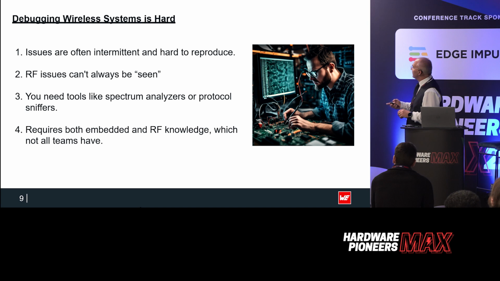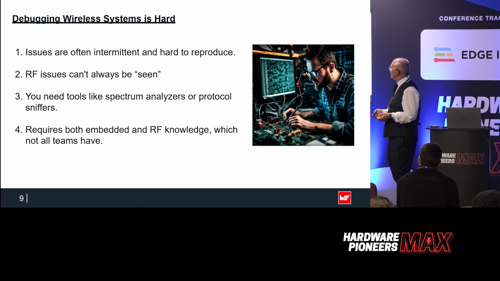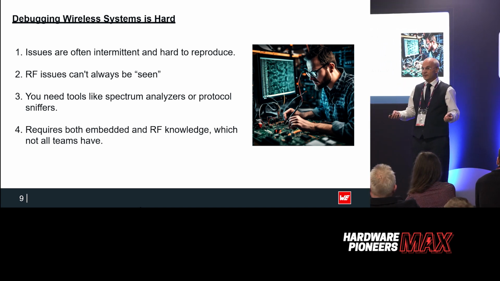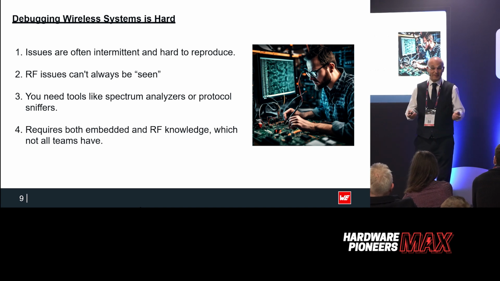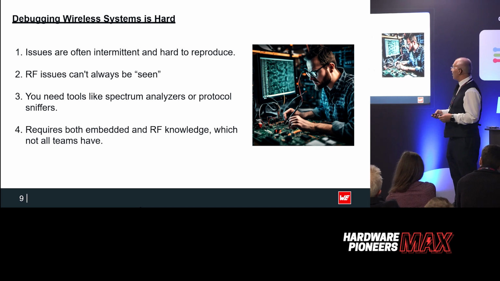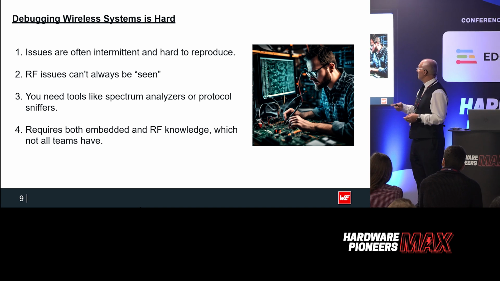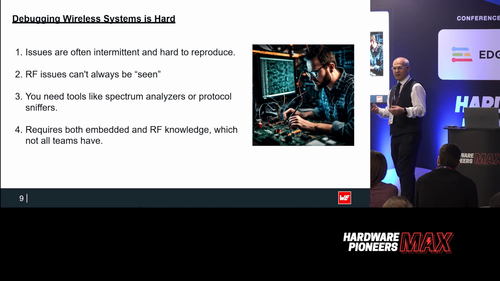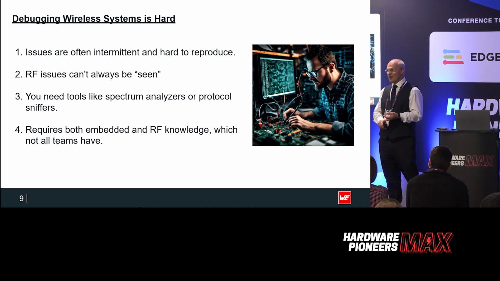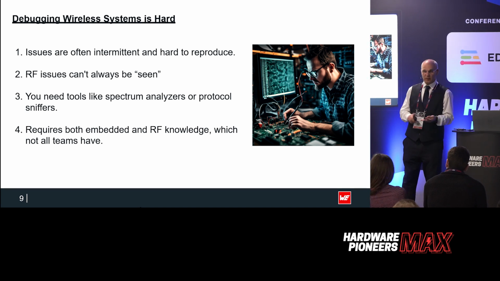So, debugging wireless systems is incredibly hard. It's often an intermittent problem because we're not always transmitting, so you can't always see what's happening. You need specialized equipment. RF can't really be seen without specialized equipment, so you need expensive spectrum analyzers, protocol sniffers, things like that. So you need both an embedded hardware specialist and an RF guy now, which not every company has.